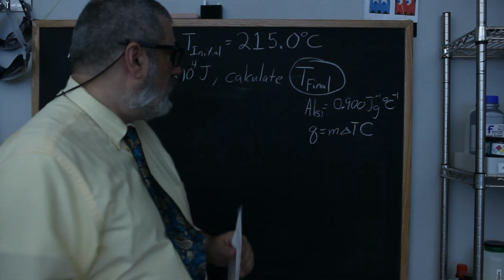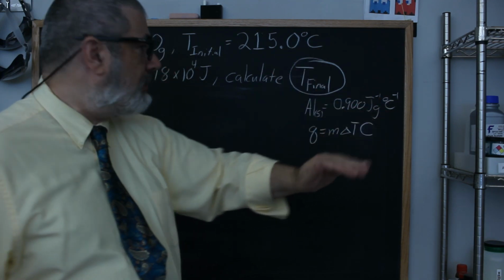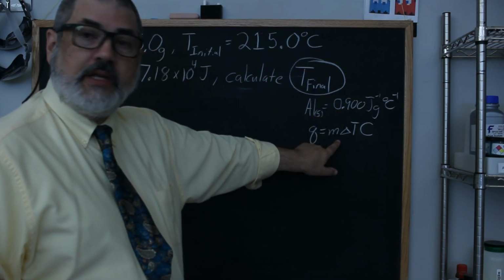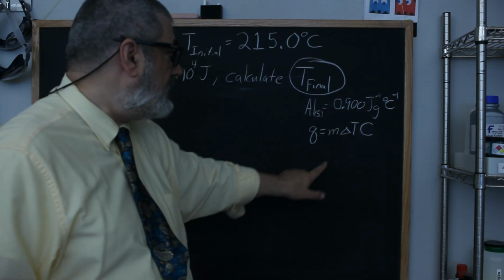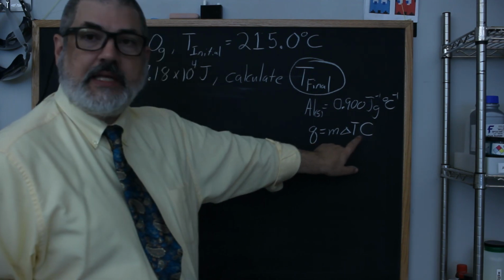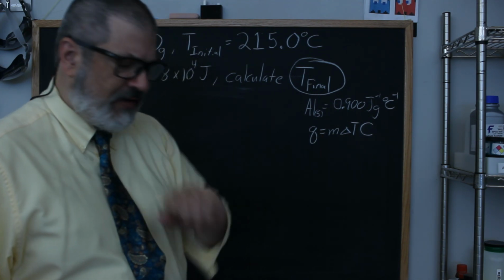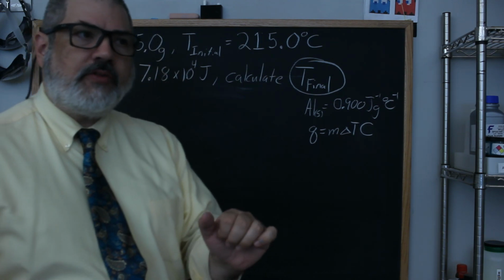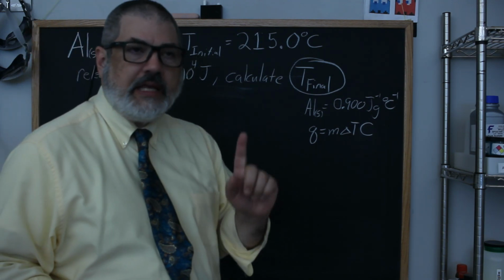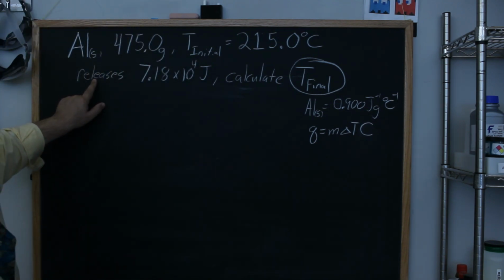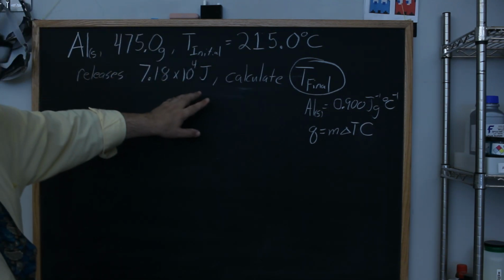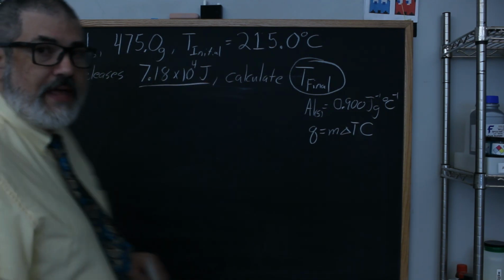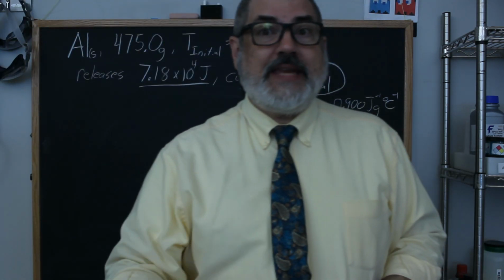In this problem, we're given the heat capacity of aluminum, and we're also given the equation for calculating heat. Q equals m delta T times the specific heat capacity. Without a doubt, the easiest thing to make a mistake on for this problem is not realizing that when we say that it releases this amount of energy, Q is negative.